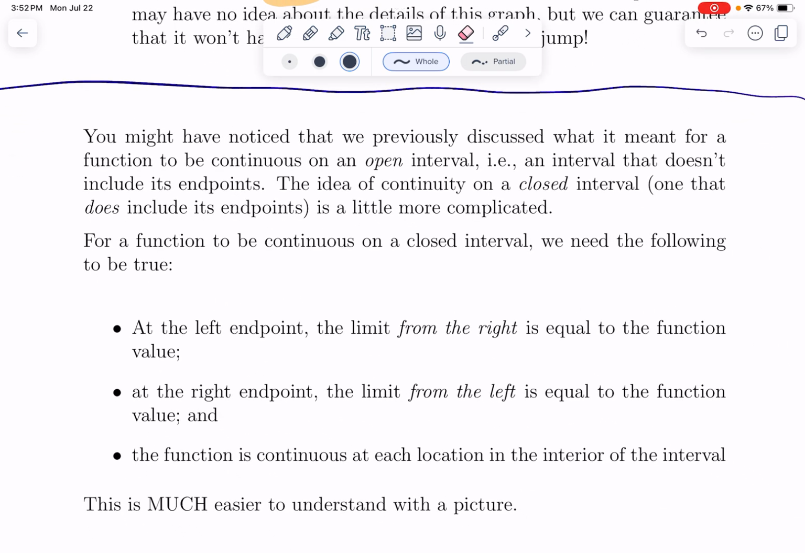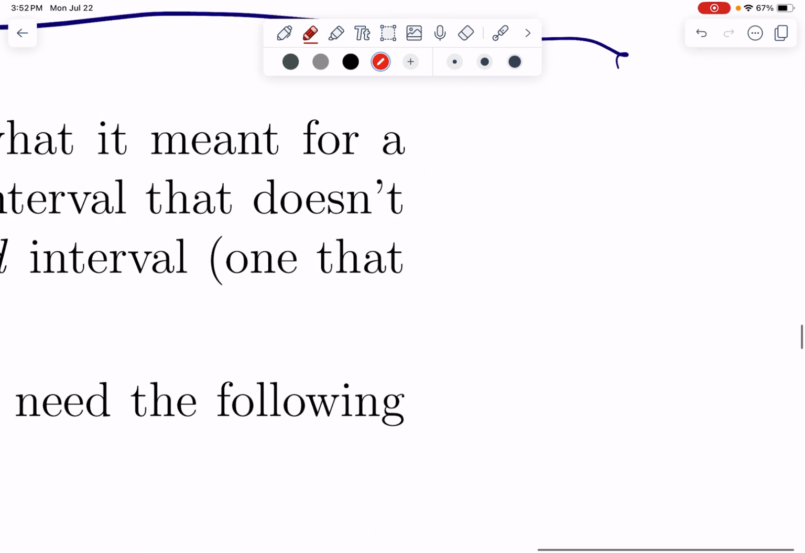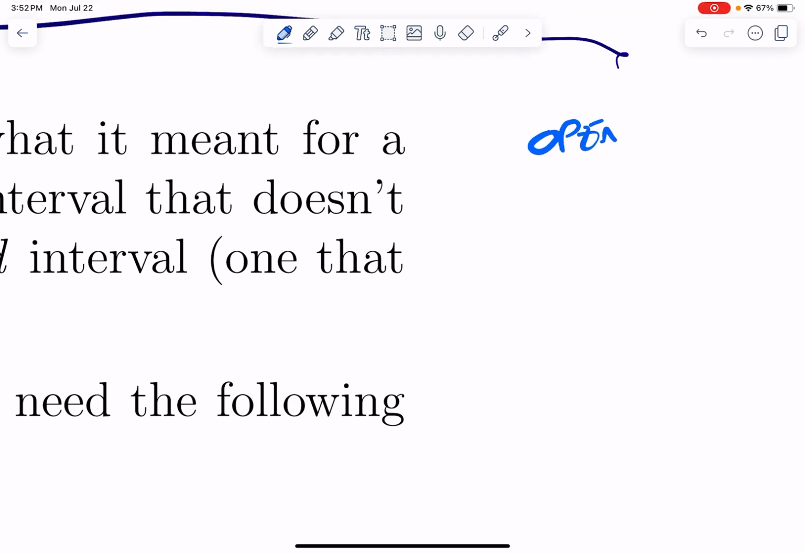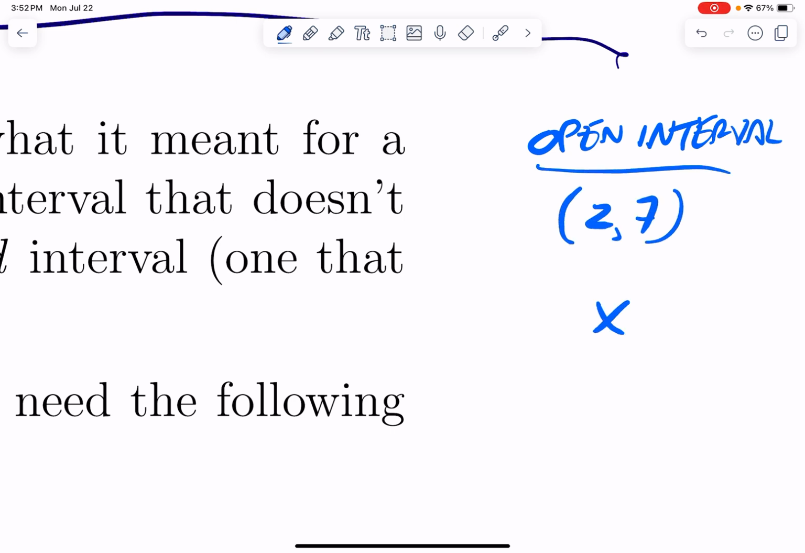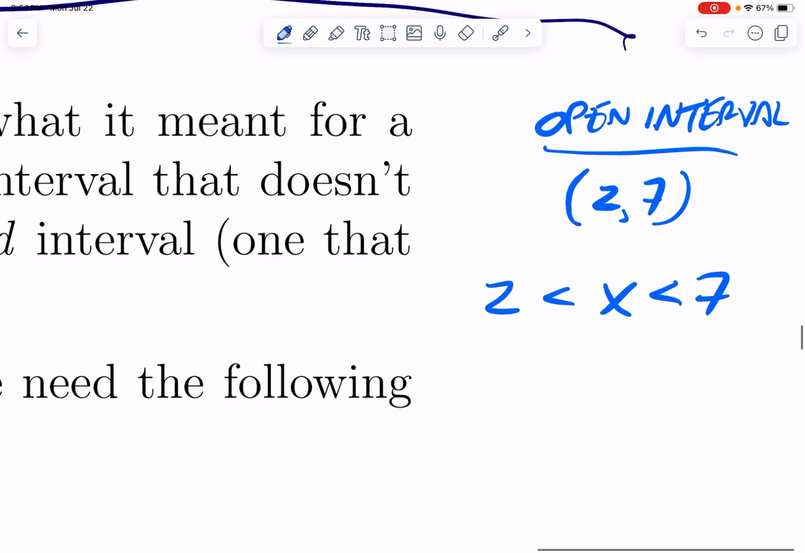So you may have noticed before, when we were talking about zones of continuity, we were talking about an open interval. An open interval is one that does not include its endpoints. Just as a quick refresher, we write those with parentheses, and we might write it like this. This means that x is between 2 and 7, strictly between. 2 is not actually part of this, and 7 is not actually part of this.